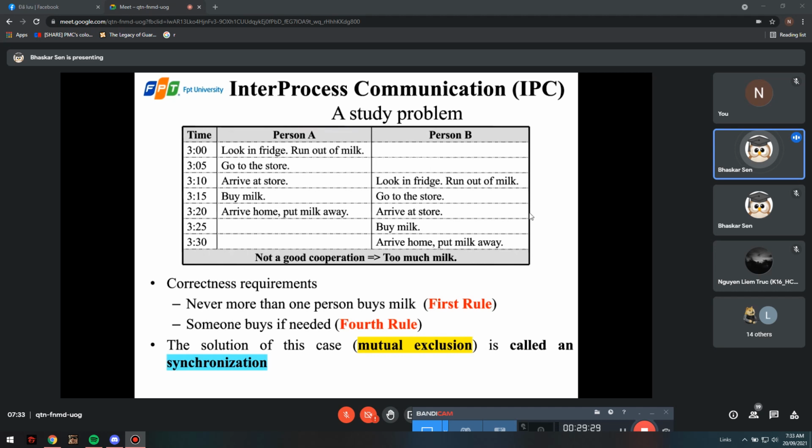Just because it overlapped, they ended up with too much milk in the refrigerator. Again, the final state of the resource becomes unstable, unpredictable, and inconsistent. That's not welcome. So what can we do to resolve this issue?